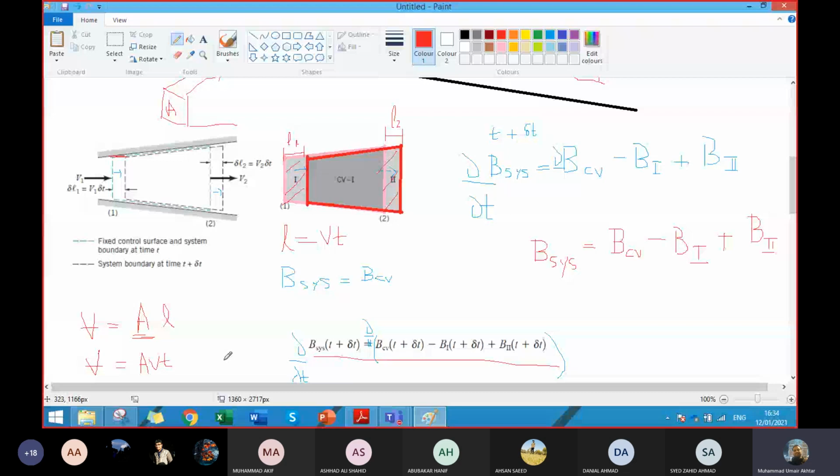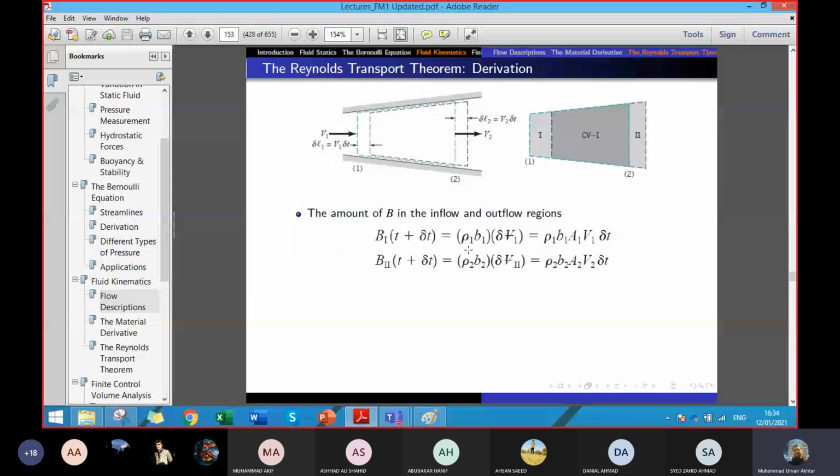Yes, sir. Is it clear? Yes, sir. So here we have rho into b into volume. We have written volume as area into length for the first section. So it would be the area of the first section into the velocity of the first section.